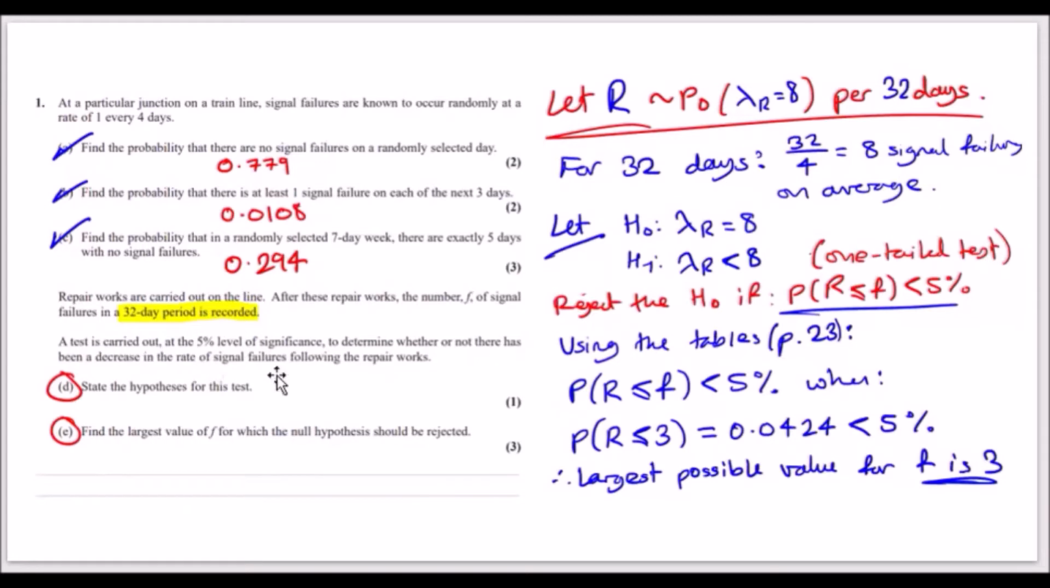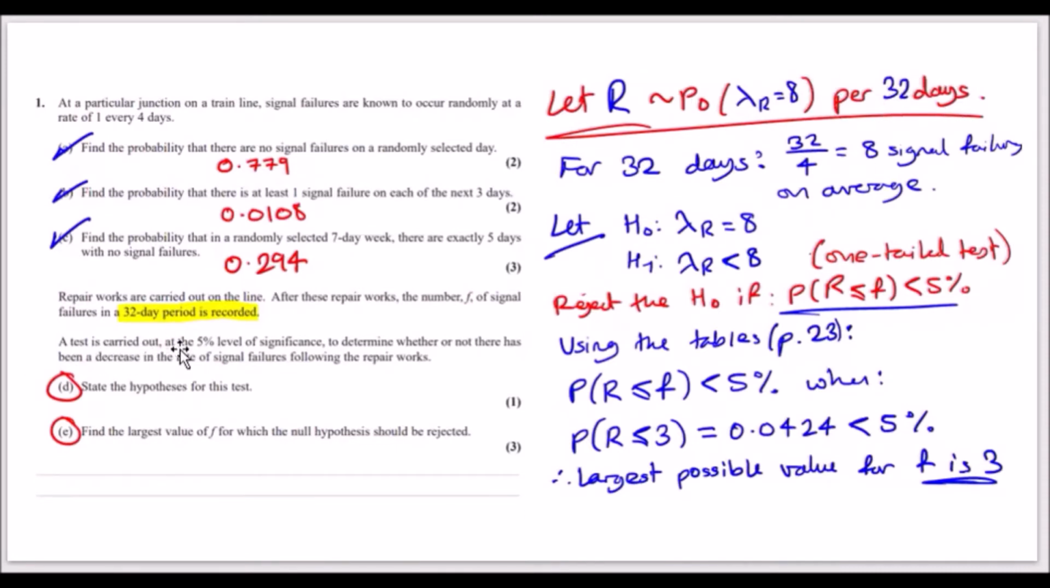So what I did is I just renamed the variable. I said let R for the repair works be Poisson distributed with a new lambda, so lambda R equals 8 per 32 days. Makes sense? Pretty much it's still the same rate, still one in four per day in a sense. 8 out of 32 is one quarter.